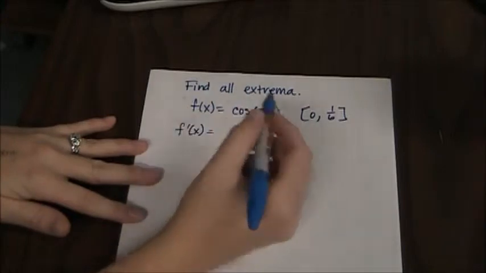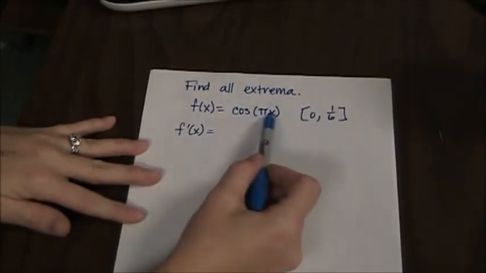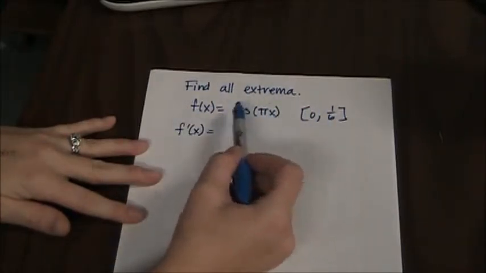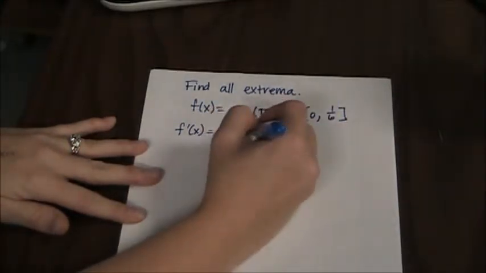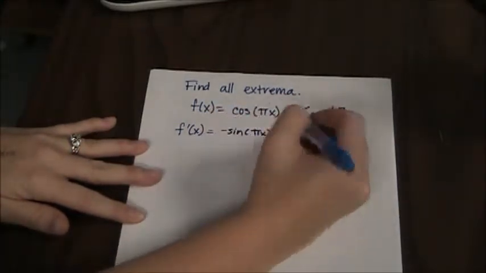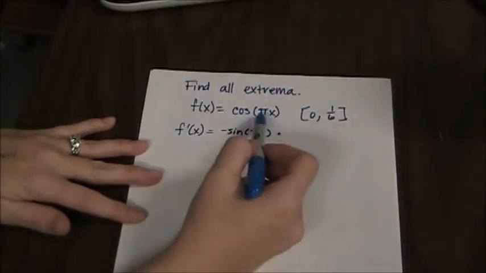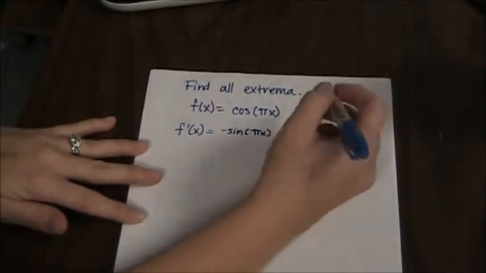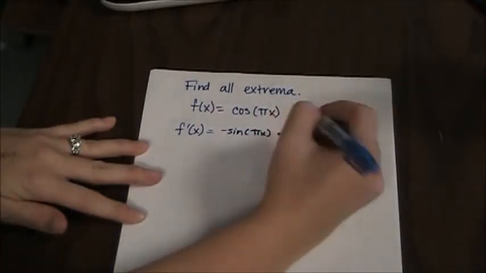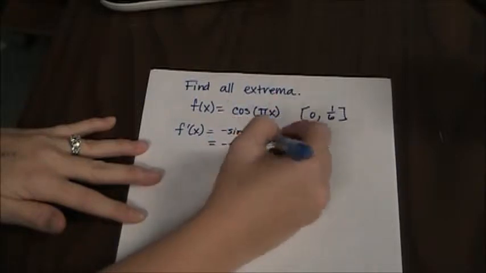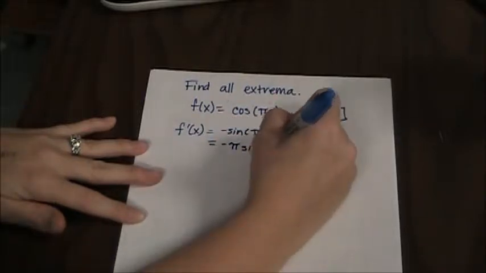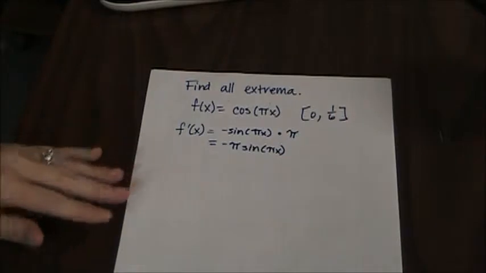This is a chain rule problem because pi x would be your inner function, cosine would be your outer. So chain rule: derivative of the outer times derivative of the inner. Remember, pi is just a constant, so it's like having 2x there. So the derivative of pi x would just be pi. When I rewrite this, it would be negative pi times sine of pi x.